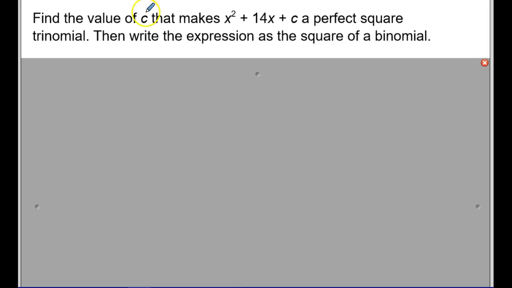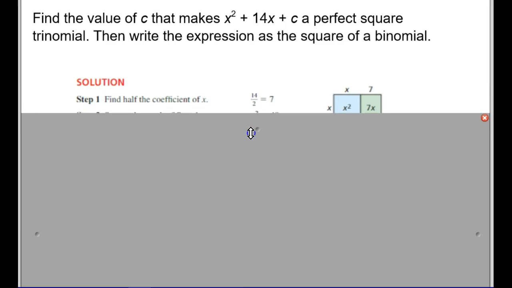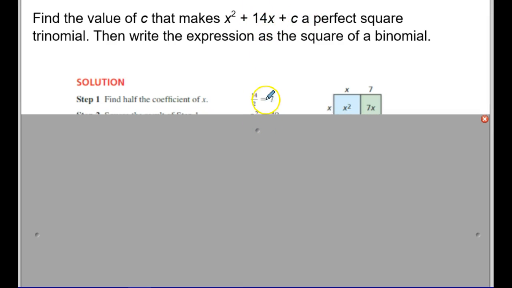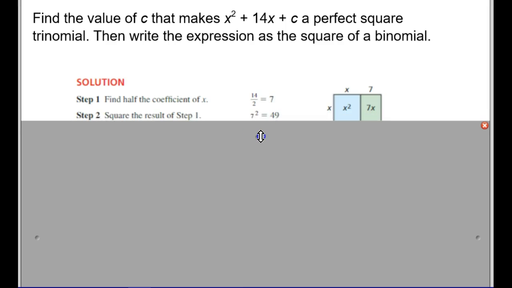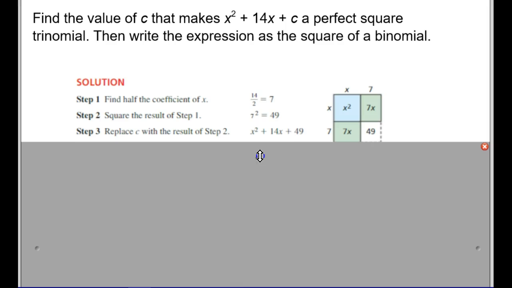I think that's easier. So first we have to find the value of c, my c value that makes this a perfect square trinomial. Then write the expression as a square of a binomial. In order to do that, I start in standard form, x squared plus bx plus c. So I take half of my b term, so I take this 14 and divide it by 2 and get 7, and then I square that and I get 49. So that will be my value of c. That's where that goes in right here.